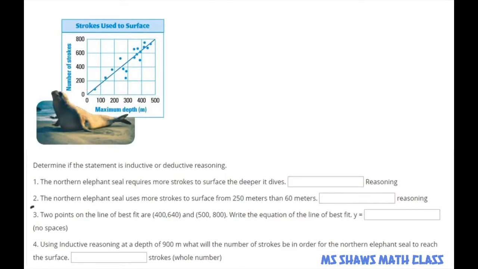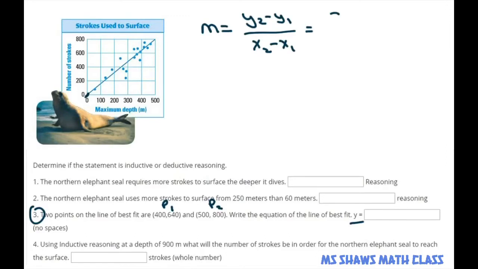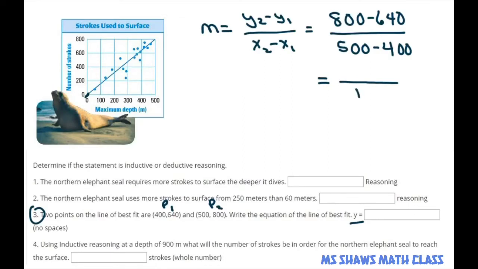Number 3 states 2 points on the line of best fit are these points. So we'll call this point 1 and point 2. Write an equation of the best fit line. We can see that it's going through the origin, so we're not going to have to worry about our y-intercept. So we're just going to use our slope formula. And so y sub 2 is 800 minus 640 divided by 500 minus 400. So this is going to be 100 at the bottom. And this is going to be 160 here.